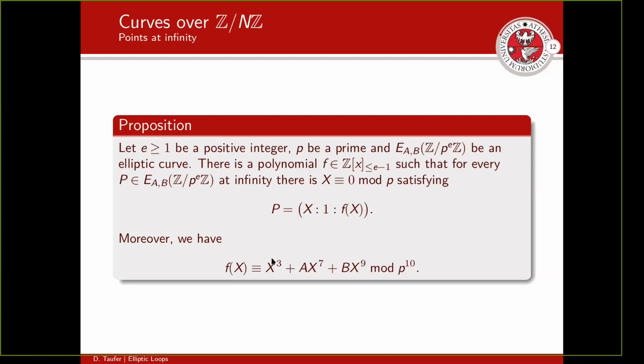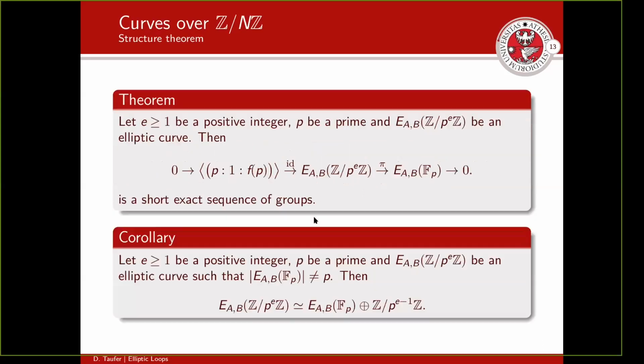In the proof we give an explicit way to construct such a polynomial. And then the final outcome is that points at infinity may all be parameterized in this way. You take an x which is divisible by p, the y coordinate is 1, and the z coordinate is this polynomial f applied to the x coordinate. By using this knowledge of the points at infinity, we have proven this first theorem, which states that this is a short exact sequence of groups.